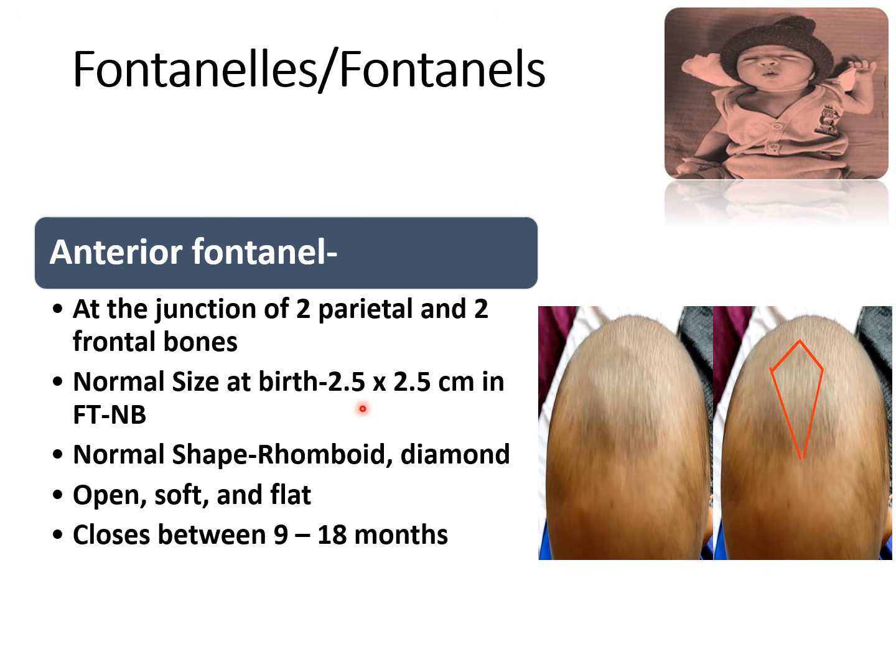Normal size at birth in full-term baby 2.5 into 2.5 centimeter. In shape is rhomboid or we can say diamond shape. It is open, soft and flat. It closes between 9 to 18 months of life.